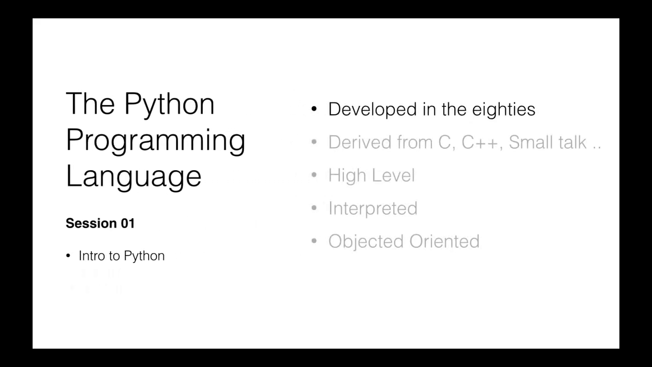Introduction to Python. The Python programming language was developed in the late 80s and it was derived from a number of other programming languages like C, C++, Smalltalk, and a few others. It is a high level, interpreted, object oriented programming language. Well, that's quite a few heavyweight terminologies in a breath. Well, we are here to break things down for you.